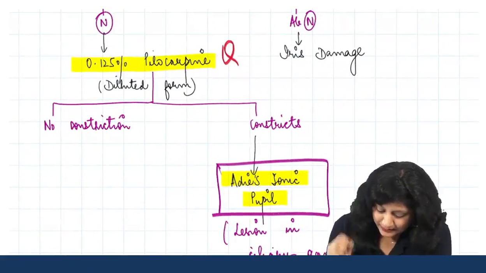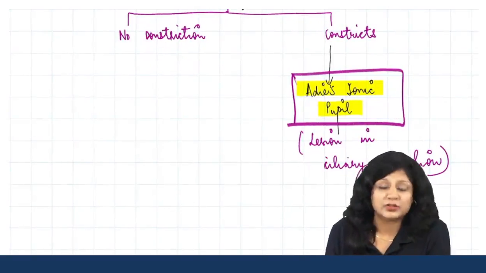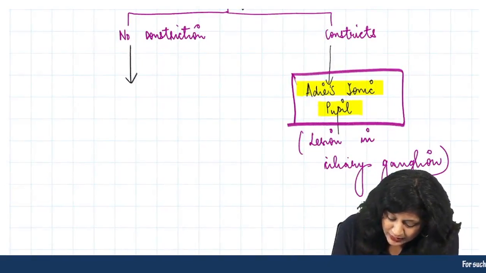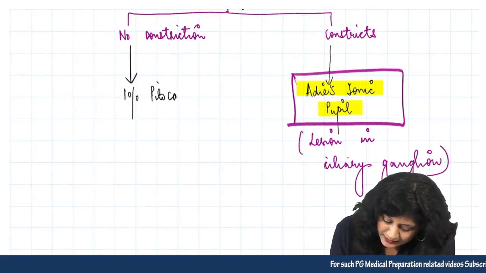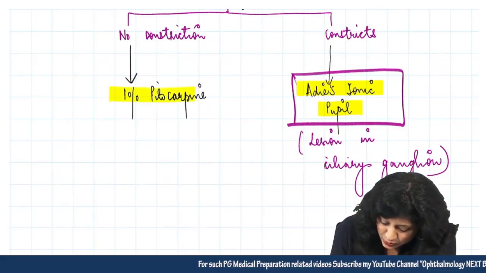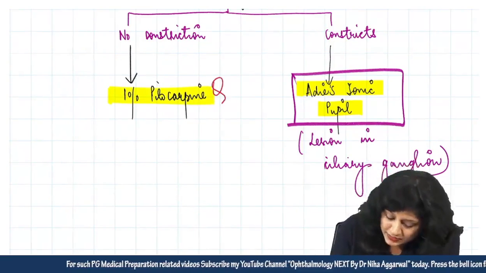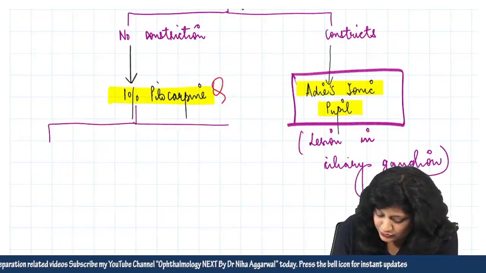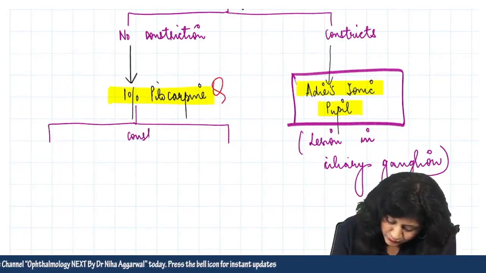Now suppose it is not showing the constriction. If the pupil is not showing the constriction, then you give the 1% pilocarpine. This should be the second dosage of pilocarpine that has been used in the question. Now again there are two possibilities: you get the constriction or not. So look for the constriction now.